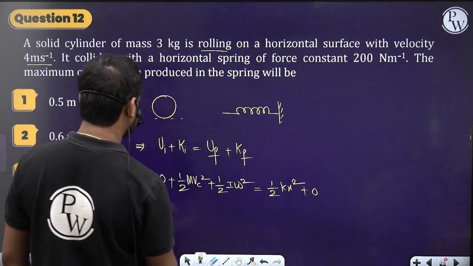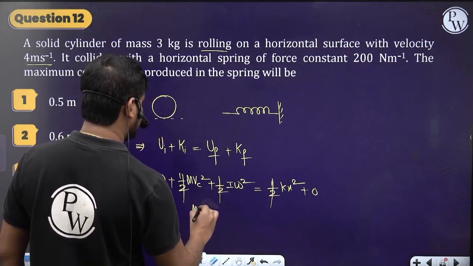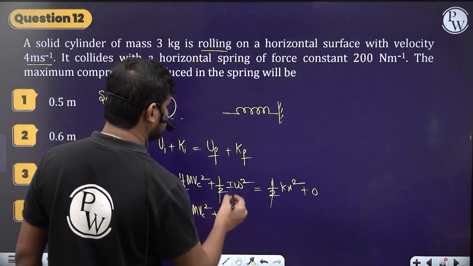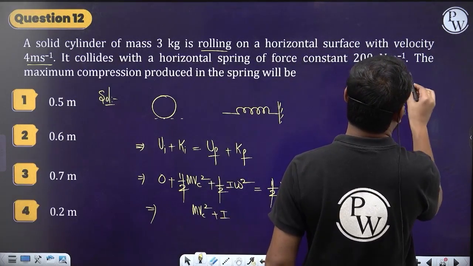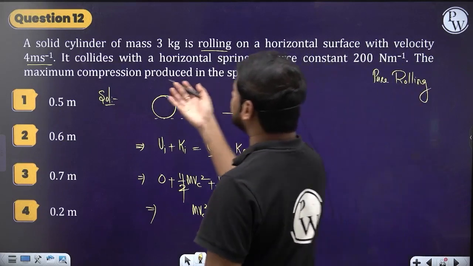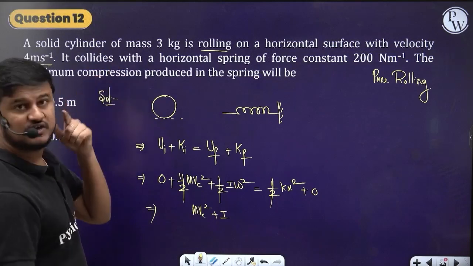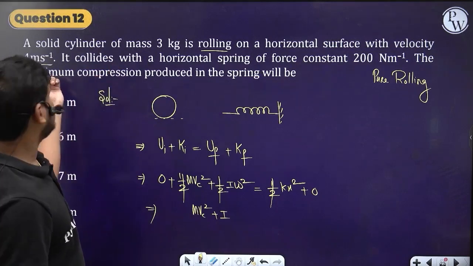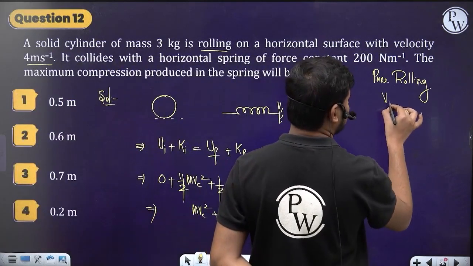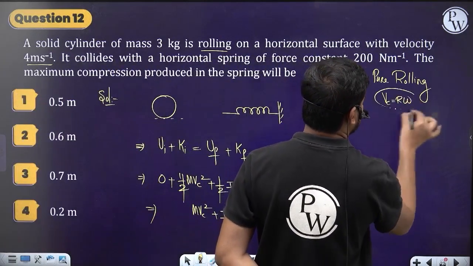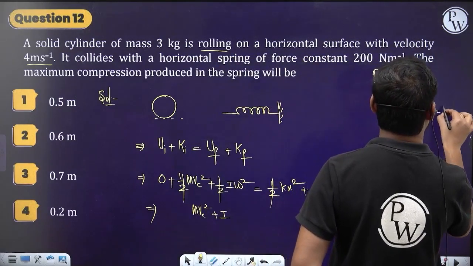So the half cancels. In this question also you don't have any choice other than taking pure rolling. Why? Because we don't know what omega is, or the radius. If you know the radius, you can find omega by omega equals v by r. We don't have any other option, that's why I'm taking it as pure rolling, so vc equals r omega. From here omega equals vc by r.